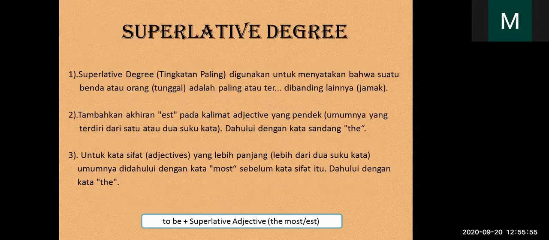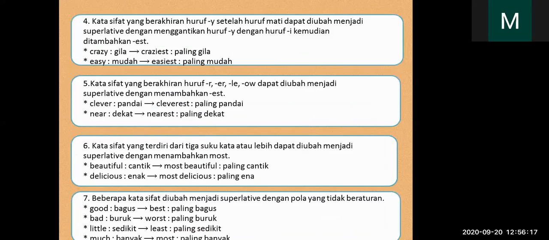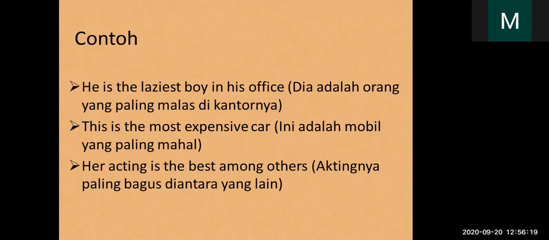For the last is superlative degree. Superlative degree is used to declare that something or someone is the most in the area. The structure is subject plus to be plus superlative adjective plus object. The first example is: he is the laziest boy in his office. The second is: this is the most expensive car. And the last is: her acting is the best among others.